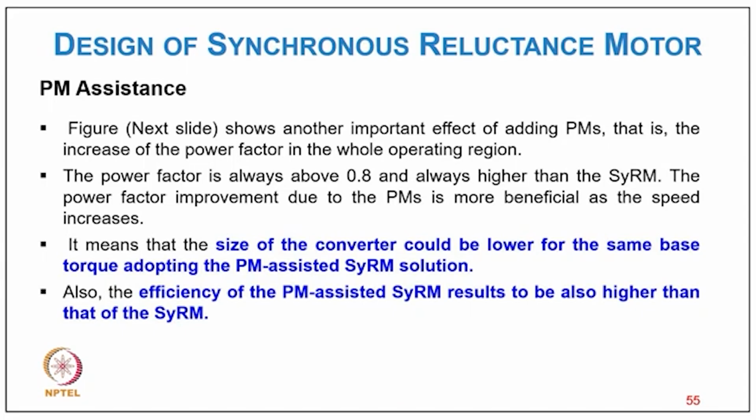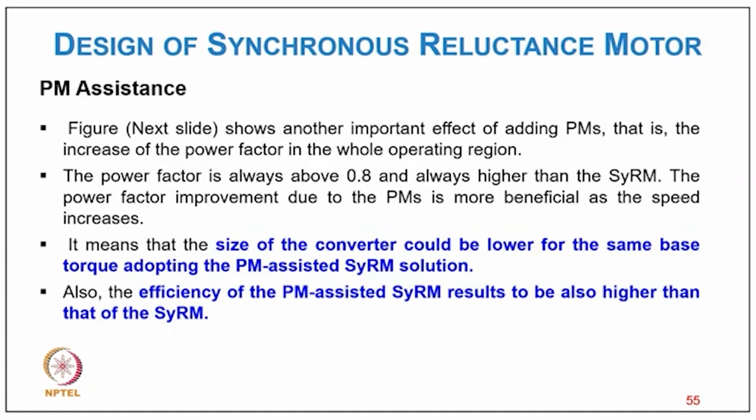The figure next shows another important effect of adding PM, and that is the increase in the power factor in the whole operating region. The power factor is always above 0.8 and now always higher than the synchronous reluctance motor. So, power factor improvement due to the PM is more beneficial as the speed increases.